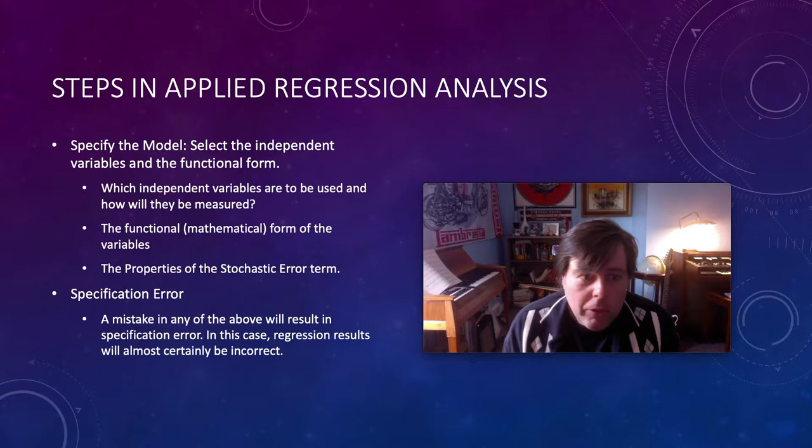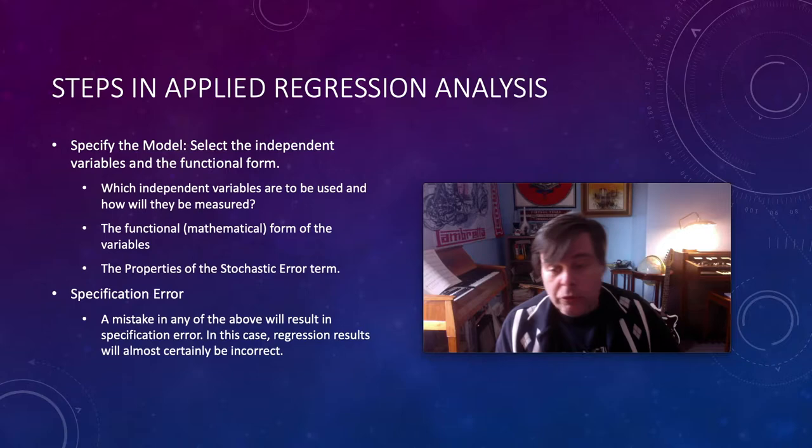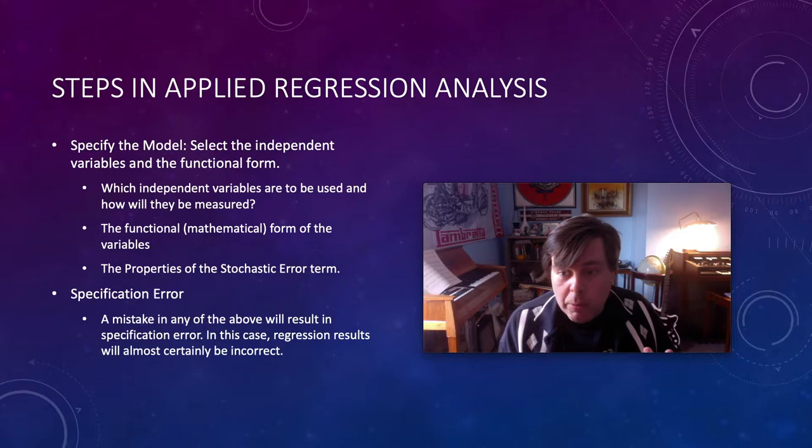What do we think the relationship is between those variables and the variable we're trying to explain? Is it a linear relationship, like every time this goes up by 4, that goes up by 1, something like that? Maybe it's a logarithmic relationship.